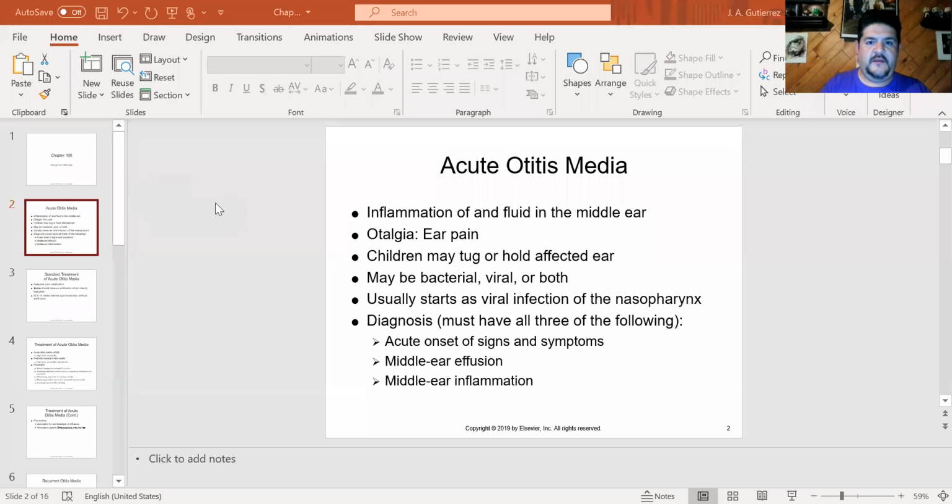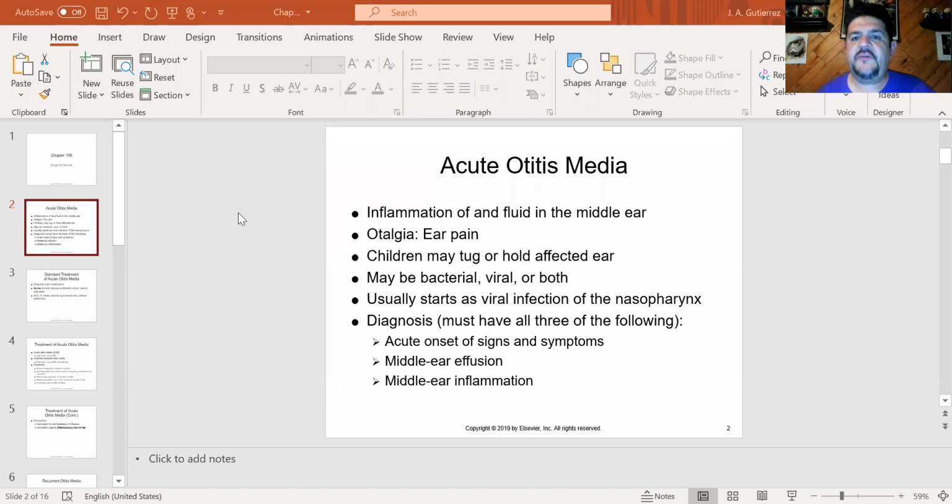And we're ready. Okay, so we're gonna continue now with medications for the ear, and we're gonna basically emphasize otitis, inflammation of the ear. So it will be a quick PowerPoint, and we're gonna start with acute otitis media.